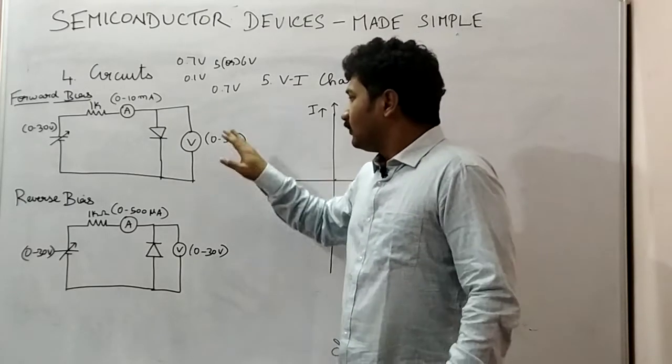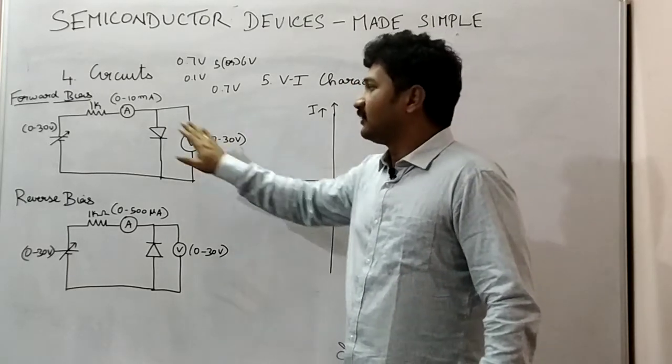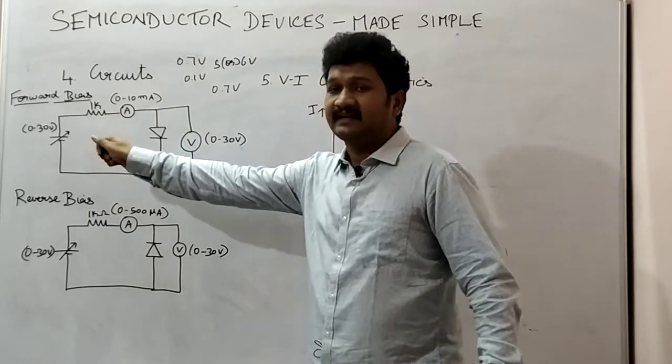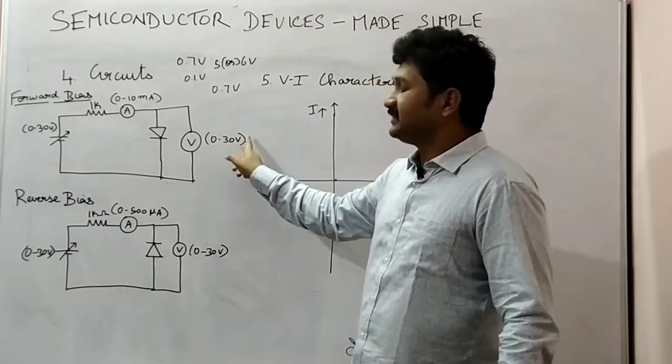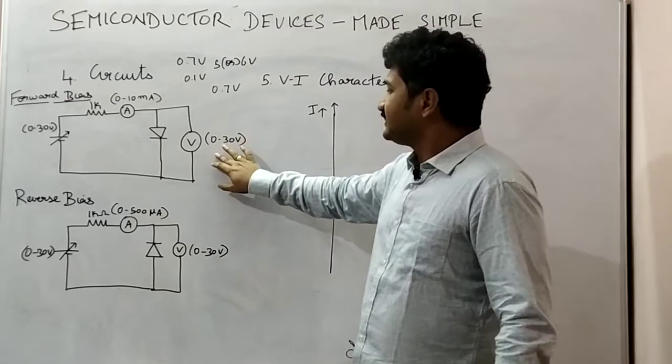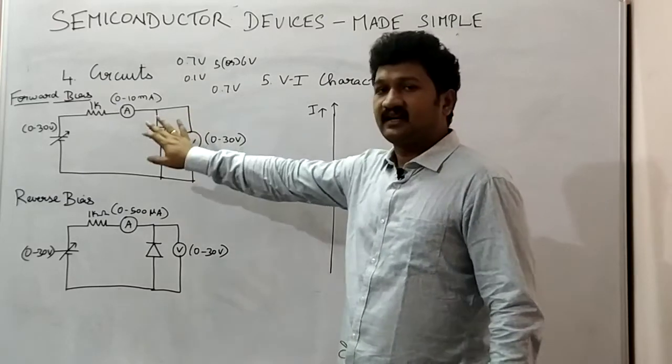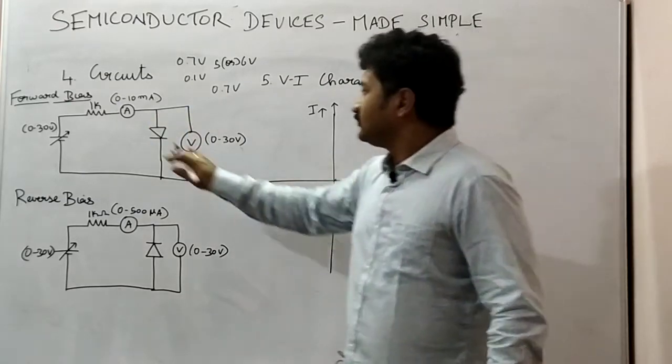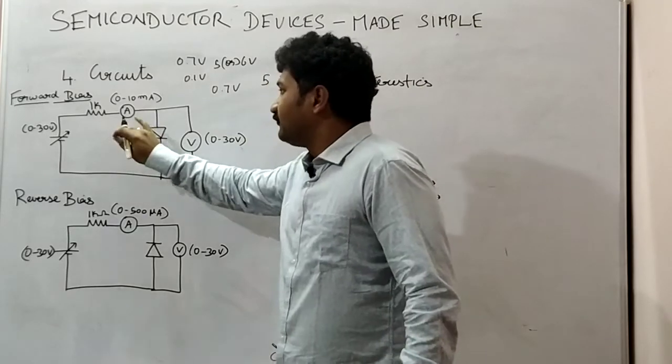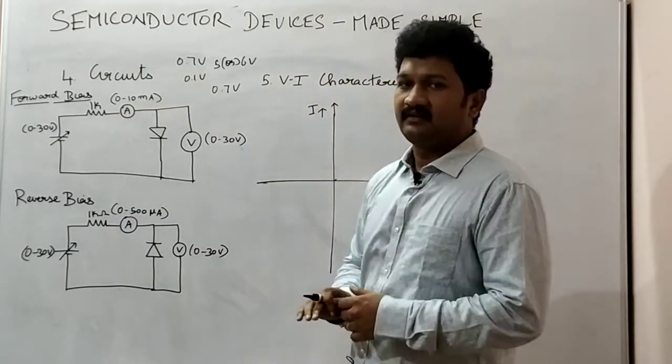Again I repeat, all eyes should be on the voltmeter, the supply voltage should be gradually increased and the readings should be seen on the voltmeter. Only when it reaches 0.7 volt does the diode start conducting. Now this ammeter is connected in series for measuring the current flowing through the diode.